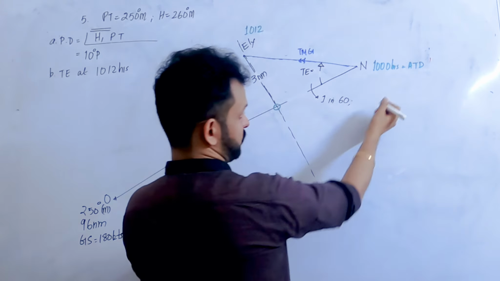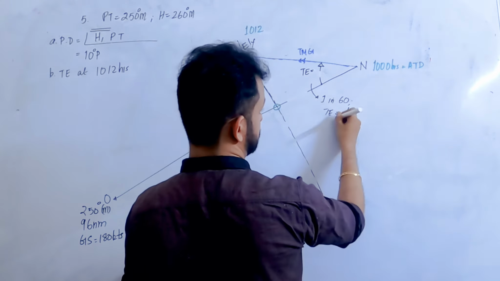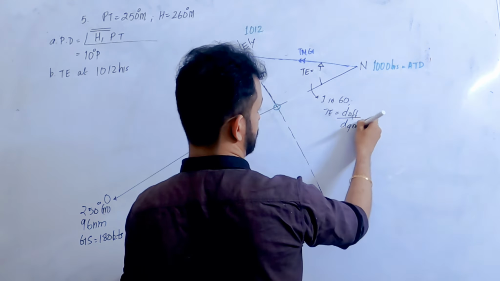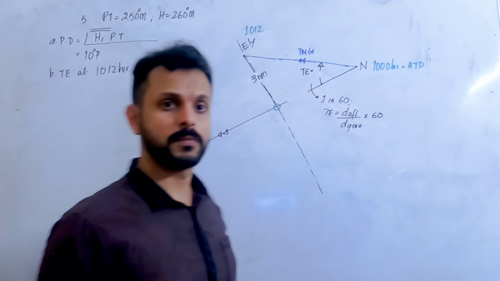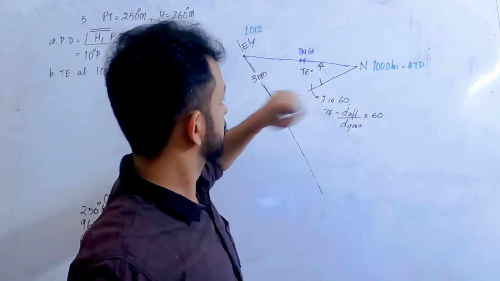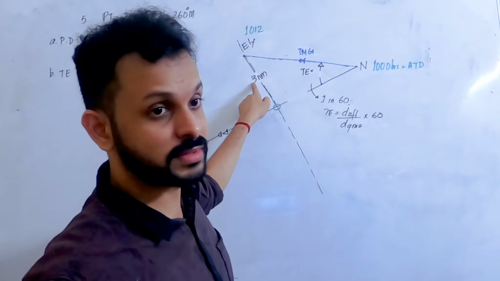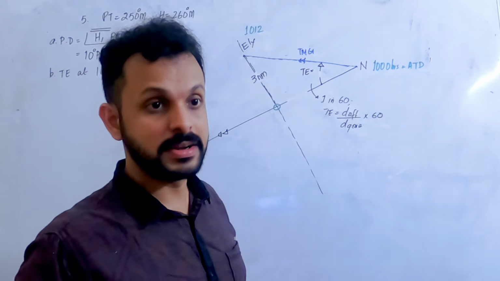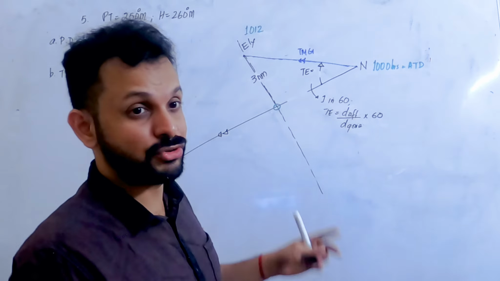So let's look at the equation here. Track error is equal to distance off by distance gone, into 60. So what do we have? We have the time and the ground speed. Using the time and the ground speed, we can calculate the distance gone. We have the distance off given in the question as 3 nautical miles. You have to find out the distance gone. So where will you actually measure this distance gone?